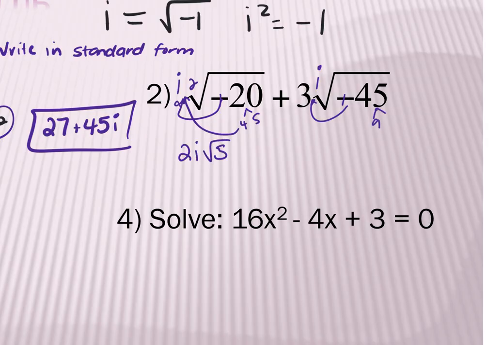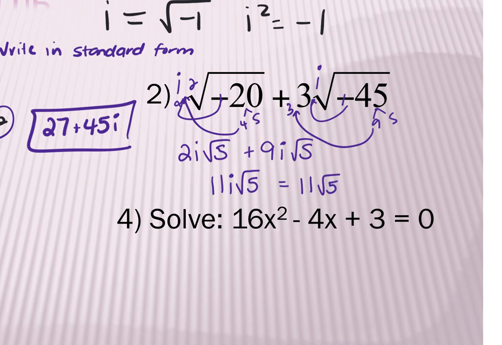And 45 is 9 and 5, and 9 gets square rooted, and a 3 comes to the outside, so this is plus 9i square root 5. Only because they both have an i and they both have a square root 5 can we combine this into one term, 11i square root 5, which can also be written as 11 square root 5 i.